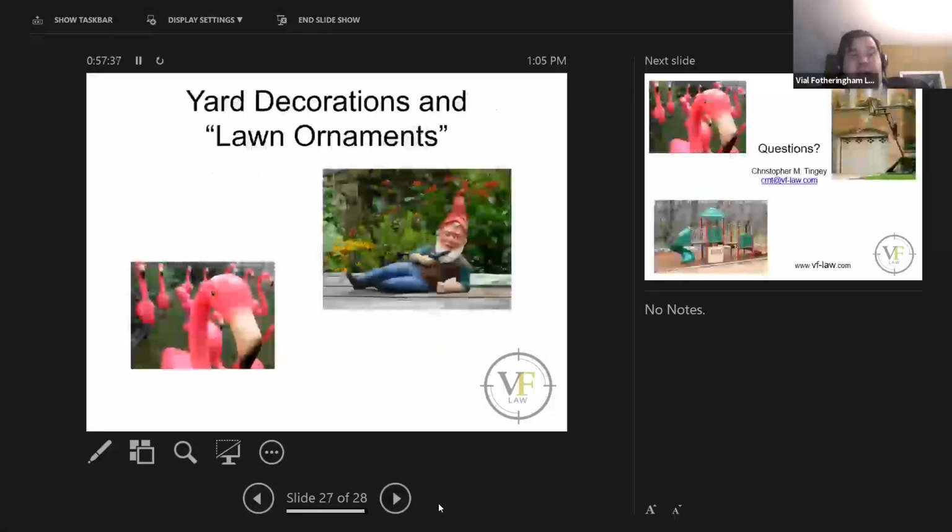Finally, yard decorations and lawn ornaments. We have a famous case in our office. It was not mine, but it was one of my partners. Had a gnome case, and it was out of, I want to say, Eugene or Albany or Springfield, somewhere down there. And this homeowner had a jillion gnomes and other lawn ornaments that made the yard look pretty bad. And so these are improvements. They're things that you can regulate and should regulate.